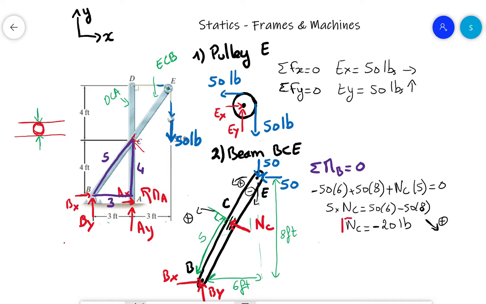Let's square this NC that we found. Okay, so right now our NC, I will leave it like this on this free body diagram. I don't change the sign, but I need to include this minus sign in my equation of force on X and force on Y.